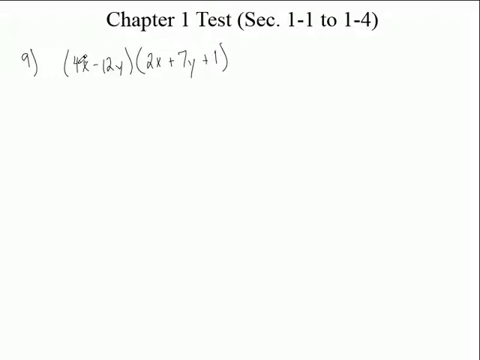All right, let's start. Let's do 4x times all three of these. So 4x times 2x is 8x squared. 4x times 7y is positive 28xy. And then 4x times 1 is just positive 4x.